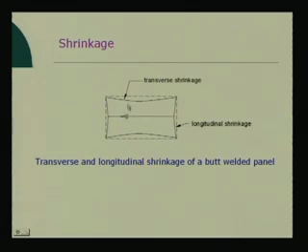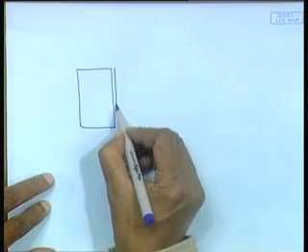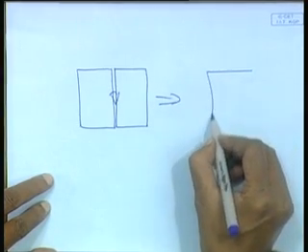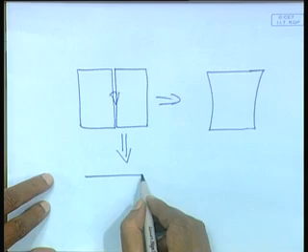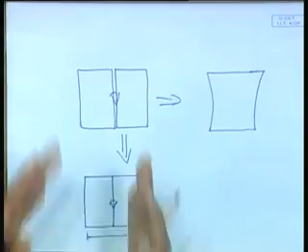So these are the so-called shrinkage distortions. As you can see, this is the transverse shrinkage. These two pieces of plates were welded along the middle line. So it has shrunk more in the transverse direction, and less in the longitudinal direction. Why is it becoming like this and not a straight line? When these two plates are being welded, the final shape is becoming like this, right, and not just straight lines. That means the overall breadth has become less, but not uniform.